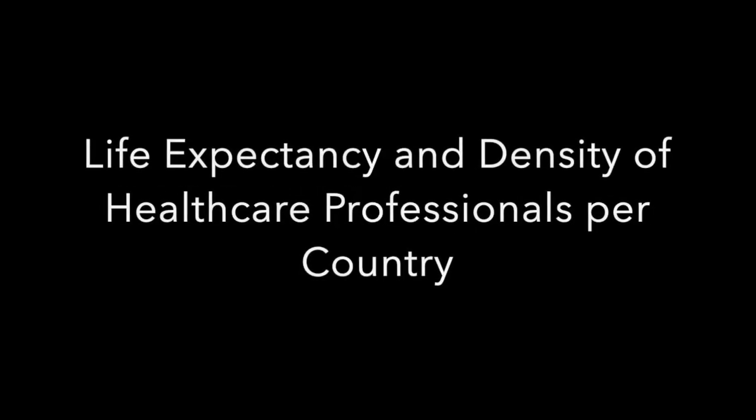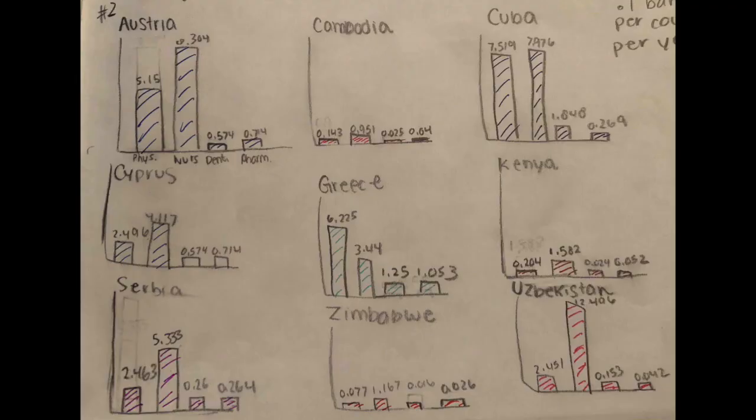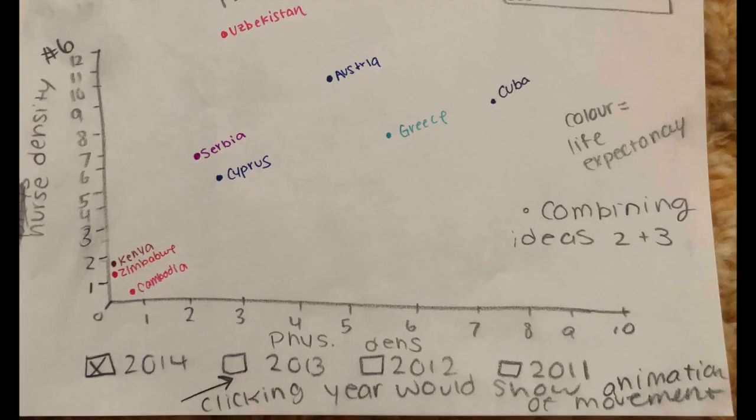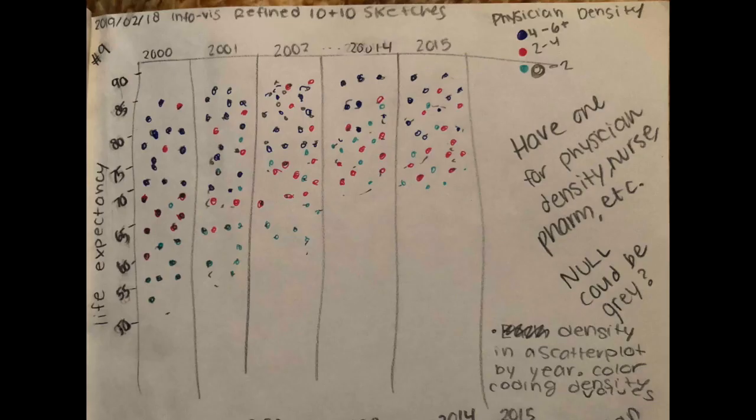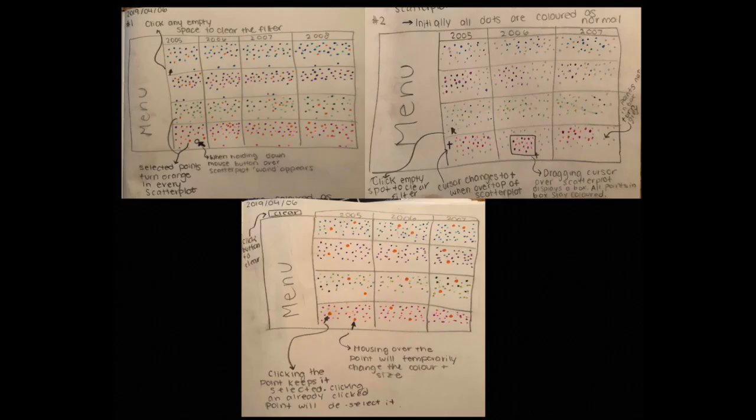For my project, I decided to use a dataset on life expectancy and density of healthcare professionals per country. I began my design process by using Tableau. Then I used the 10+10 method to settle on a scatterplot matrix for my visualization. I implemented 3 variations and experimented with interaction. I then refined until I achieved my final product.